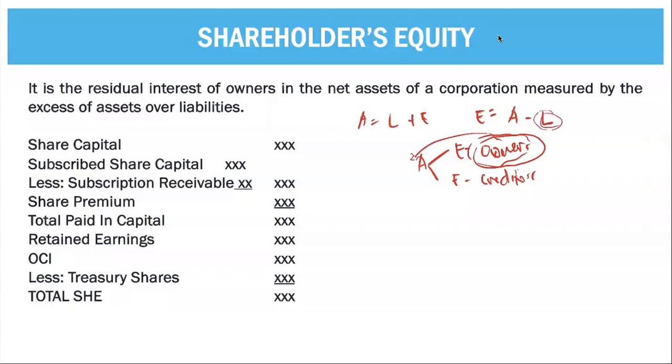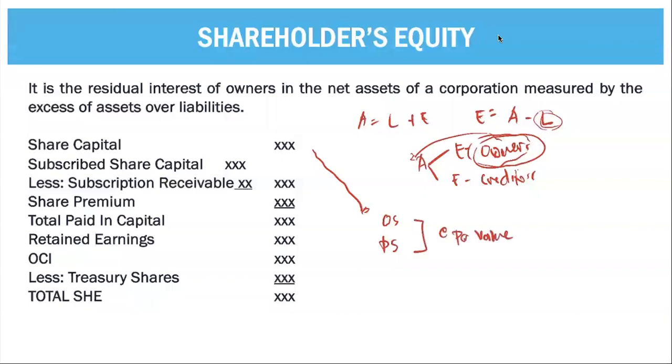However, your shareholders' equity is composed of these items. So how do we compute for your shareholders' equity? First, your share capital. Your share capital can either be ordinary share or preference share, depending on your share capital authorized. So once your corporation is authorized to issue shares, you can either issue ordinary or preference share. And take note, your share capital should always be recorded at par value.